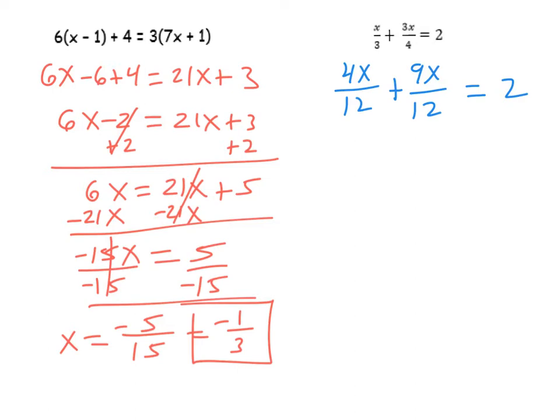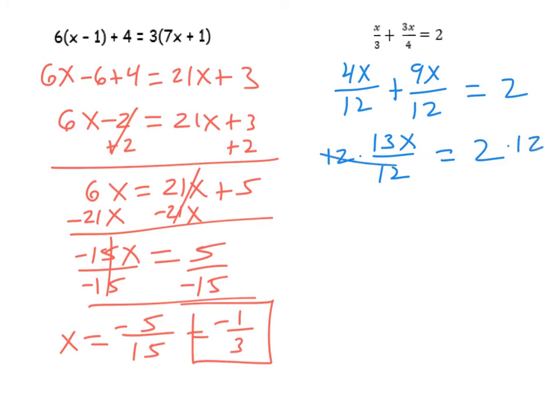All right, pause here if you need to, right, to kind of think through that step. Common denominators, right? So 3 and 4 didn't work to get those two terms added together. 12 as a common denominator, that's going to work perfectly. So you have 13x over 12 is 2.